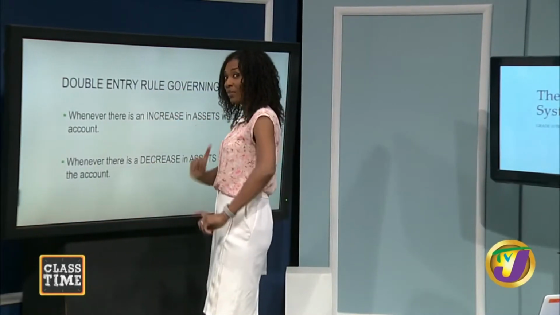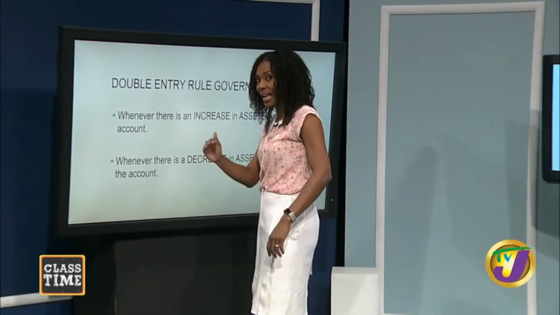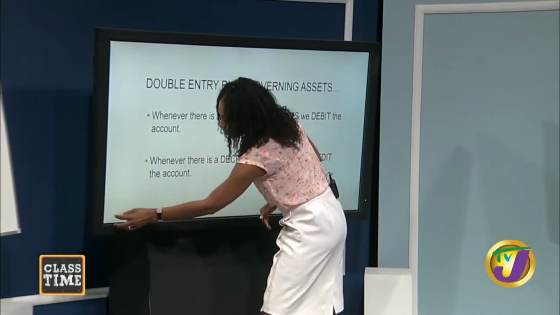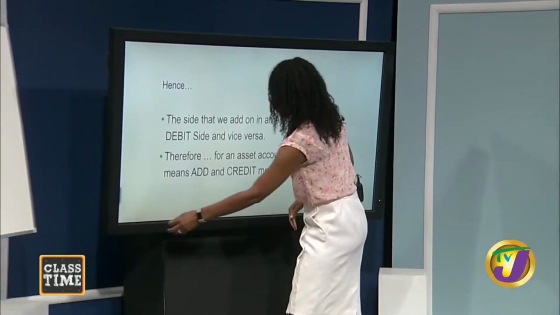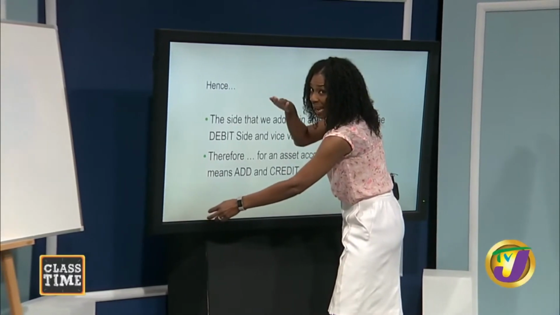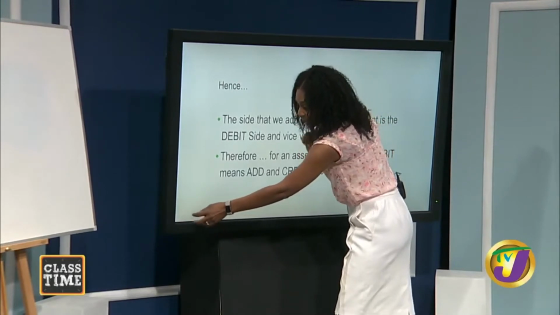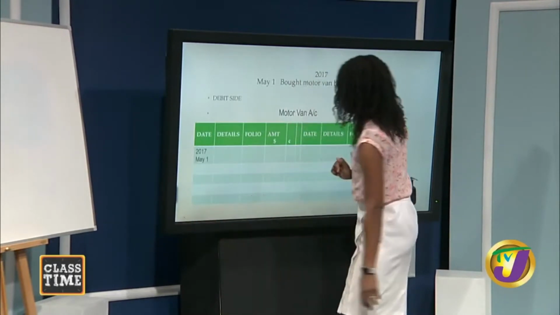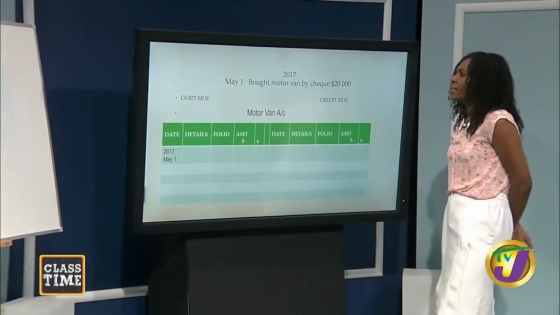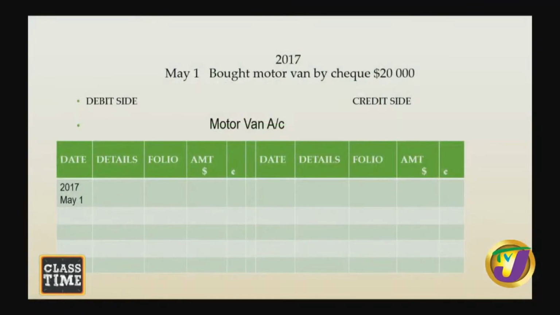Now, again, whenever there's an increase in asset, we debit the account. Whenever there's a decrease in asset, we credit the account. Hence, for assets, students, the debit side, increase, is the addition side. The credit side, decrease, will be the subtraction side. Let's look at this transaction to demonstrate. May 1, the business, TVJ, bought motor van by check.